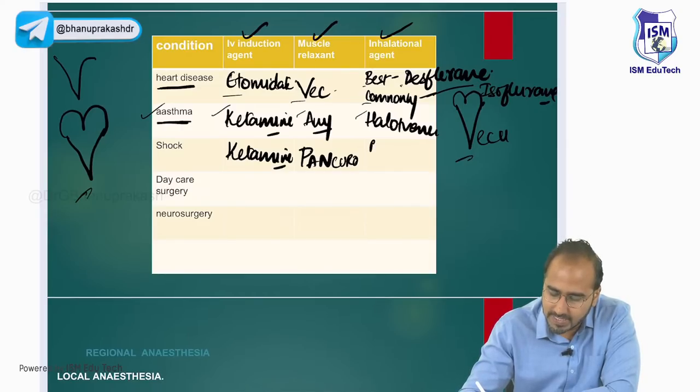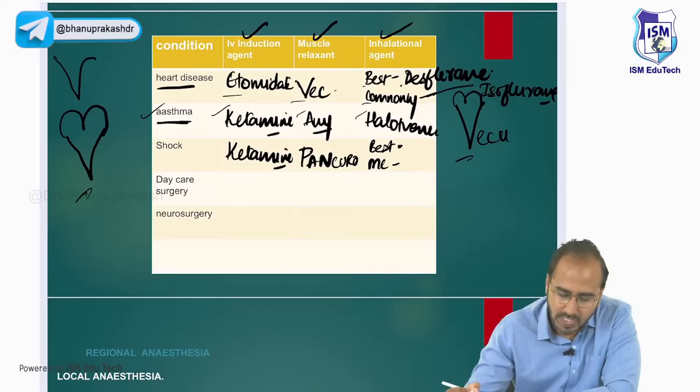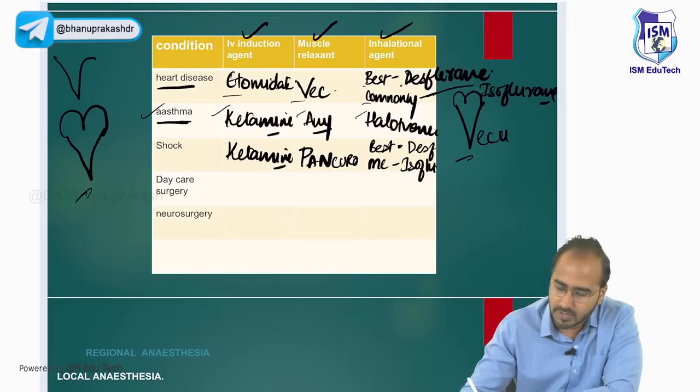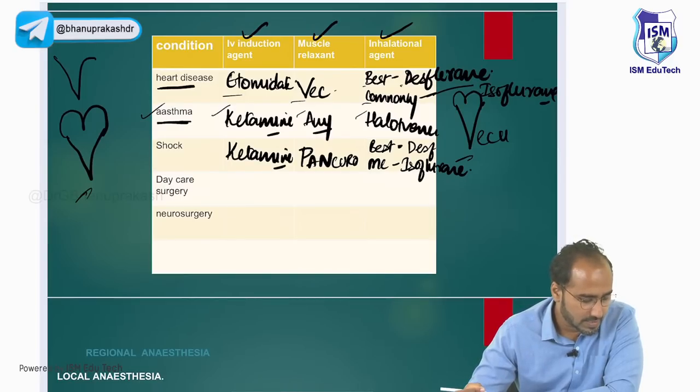Same as heart disease, guys. Best is, and most commonly used is... Come on, guys. Which is the best one? Which is the best for heart disease? Desflurane. Most commonly, isoflurane. Next is daycare surgery.